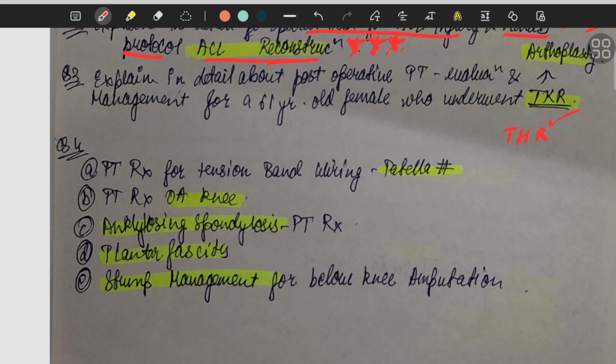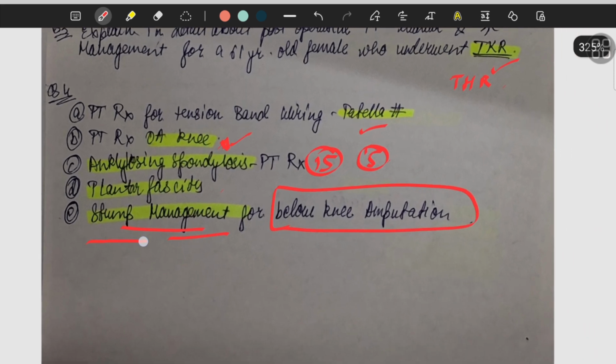Then for the 5 marks, patella fracture, OA knee, which got repeated in the second paper. Ankylosing spondylitis, which in the previous paper was asked for 15 marks and over here is asked for 5 marks. Plantar fasciitis. Again over here you can see stump management is asked, and over here they have mentioned below knee amputation. This is the way they will mention a particular amputation and ask what the management will be. For example, if they just ask for stump management, then you have to write generalized management, that you will do strengthening, then you will do the care so that there won't be any moisture and so on.